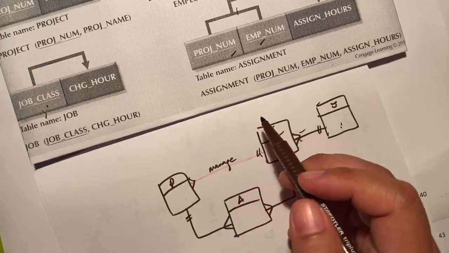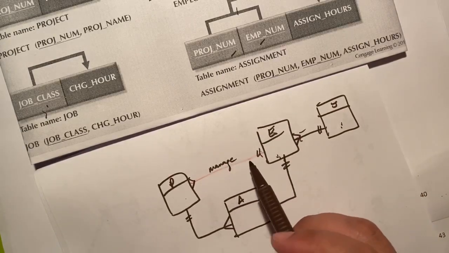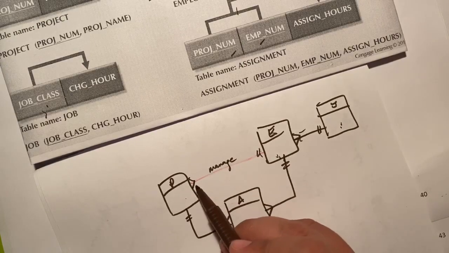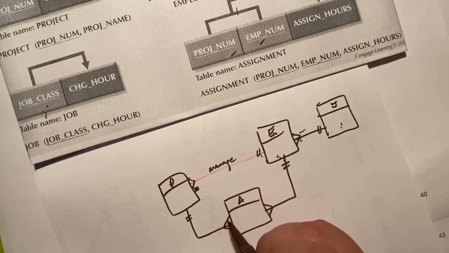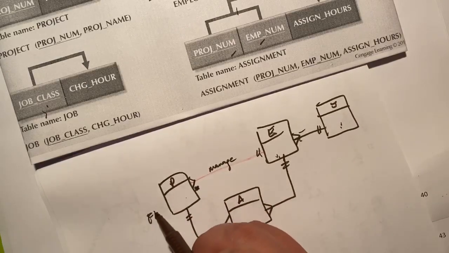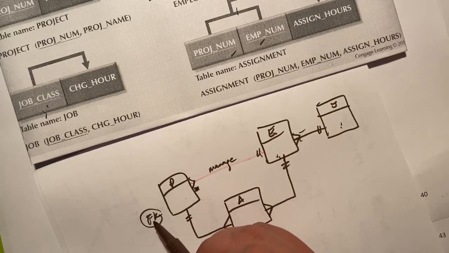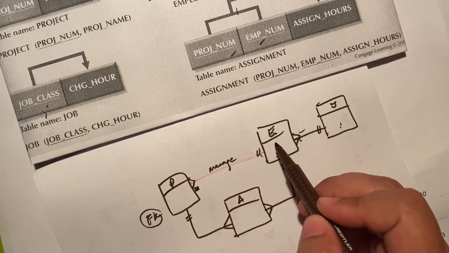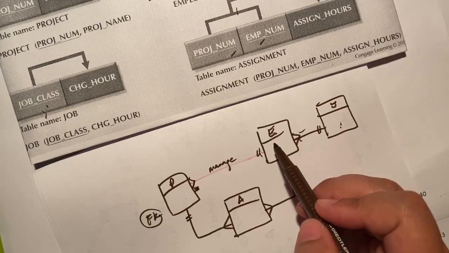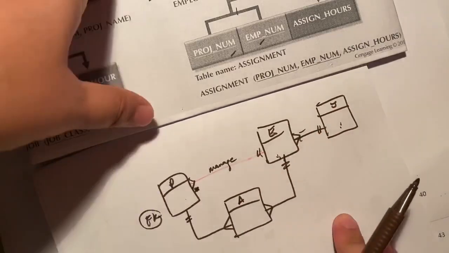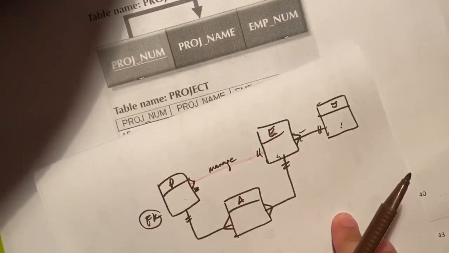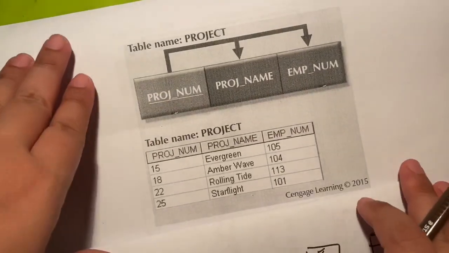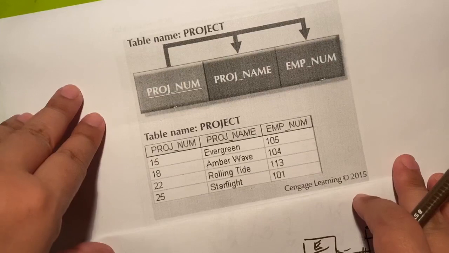So when you have this relationship, like we learned before, at the many side there will be a foreign key. So what is the foreign key in the project table? It's the employee number. This is one of the improvements that we can add in the project table.